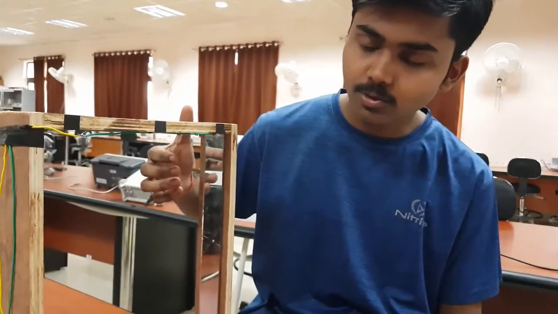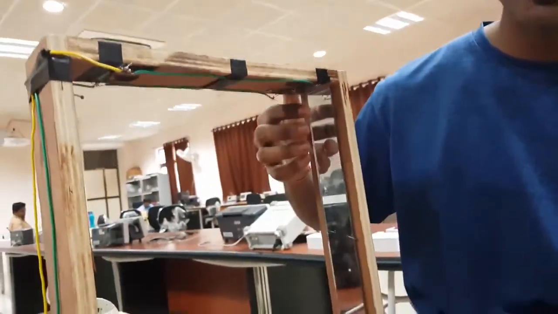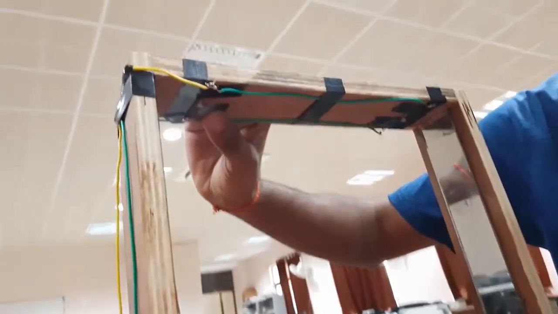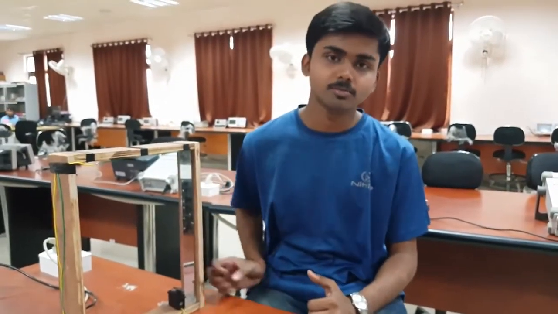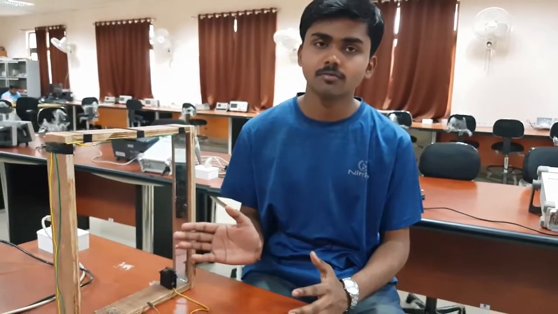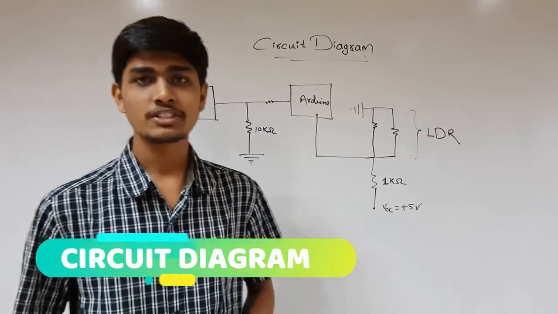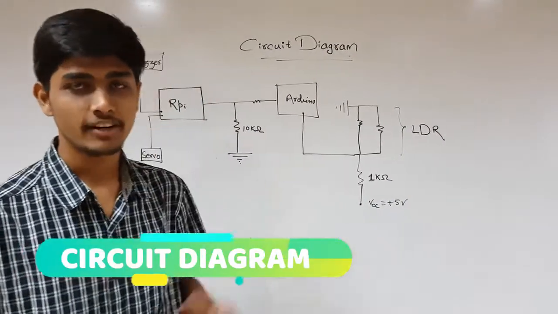We have also attached two LDRs on either side of this wooden frame. This one and this one. We are also using a rectangular frame in this project. It has two plane mirrors attached on either side of the wooden frame. Also, we are using the servo motor. Having told about the components required, let's move on to the circuit diagram.